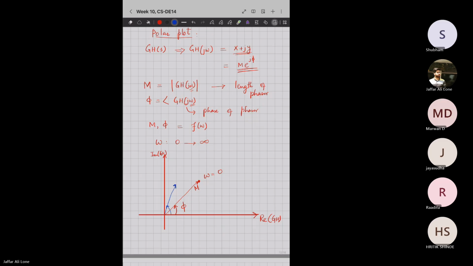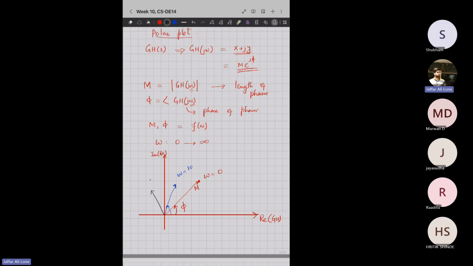So let's assume this is omega equal to 10. I'm varying frequency and plotting magnitude and phase of a transfer function, right? In polar coordinates, the magnitude is given by the length of the phasor, and the angle is given by the angle. Now I change frequency, and I get this plot.